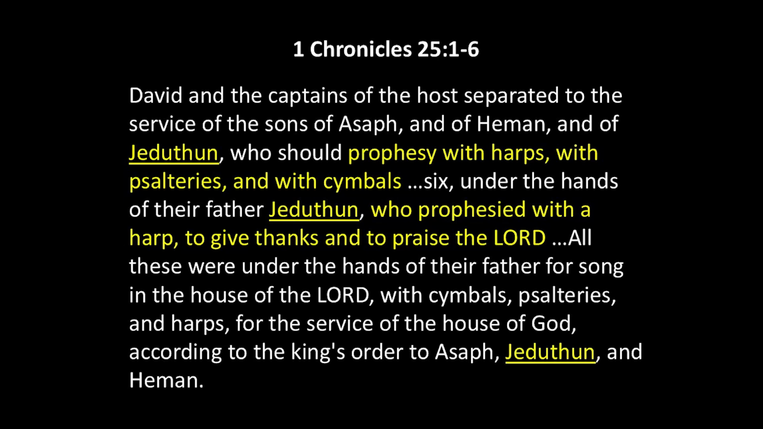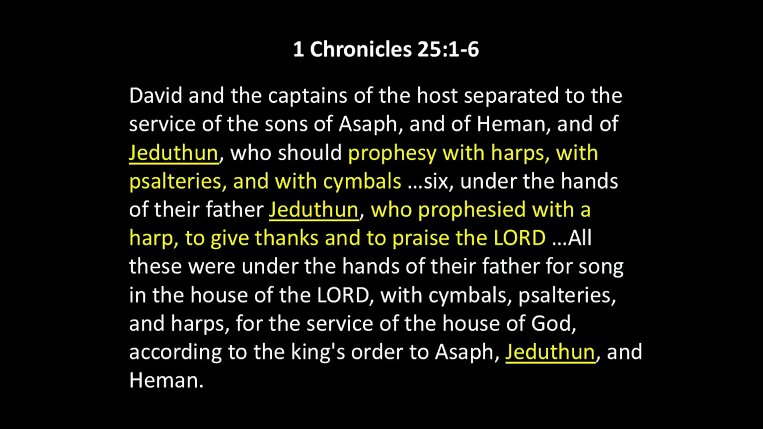This is in 1 Chronicles 25, 1 through 6. I don't have it all written out here, but some of it. Look what this says. David and the captains of the host separated to the service the sons of Asaph and of Heman and of Jeduthun, who should prophesy with harps, with psalteries, and with cymbals. It wasn't just accompanying the worship. This was part of the worship to use these instruments. There's a little difference there, isn't there?